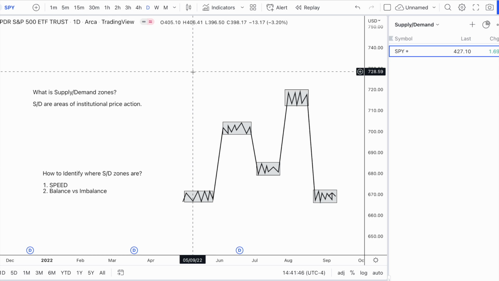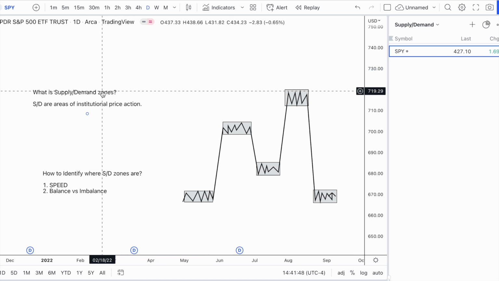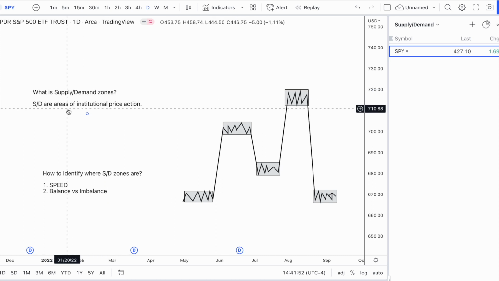So what are supply and demand zones? Supply and demand zones are areas of institutional price action. That means these are areas where institutions, big banks, a lot of big money are trading, right? And banks, they're not right 100% of the time, but most of the time they are. And so they leave ways that you can follow their trades, and that's exactly what supply and demand is.